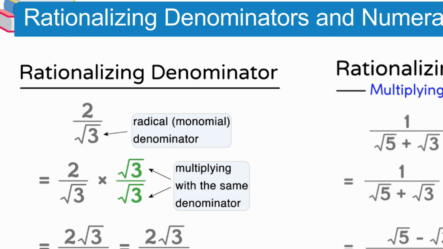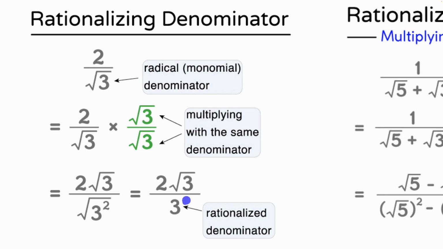And so then we have 2 square root of 3 on the top, and we have the square root of 3 times the square root of 3 on the bottom, but the square root of 3 times the square root of 3 is just 3. And so we still have a denominator, but now that denominator is rational. In other words, it doesn't have any roots in it, doesn't have pi in it, it doesn't have e in it. It is a rational number. And so we have rationalized the denominator because it's now rational.